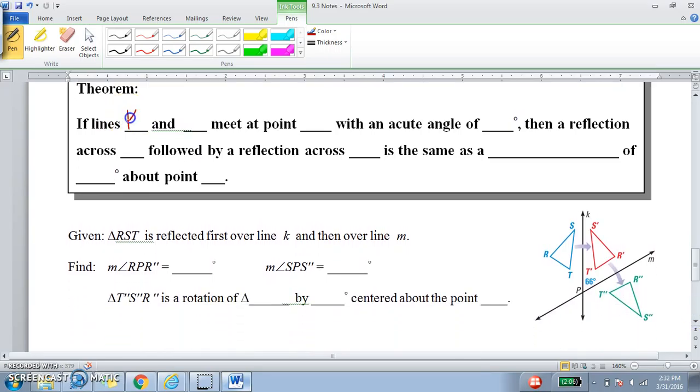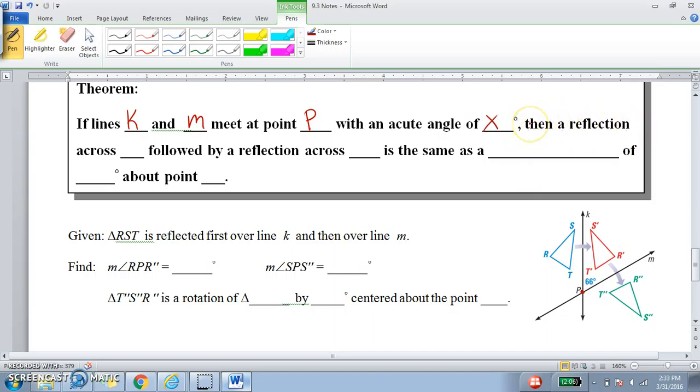the diagram. So if lines K and M, like we have in this diagram right here, line K is right here, line M is right here, and they're meeting at this point right here, P, with an acute angle of, we're going to call it X for right now. In this diagram it's 66, but we're just going to call it X when we write out this theorem.